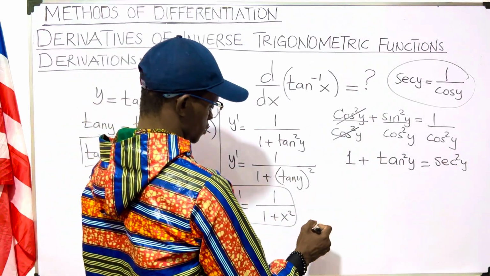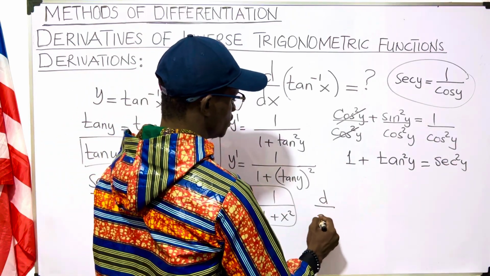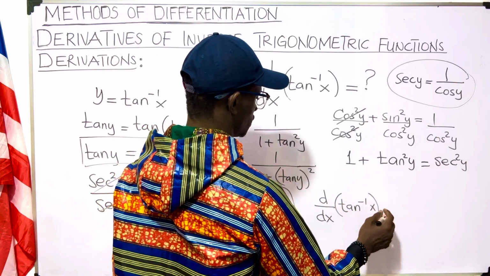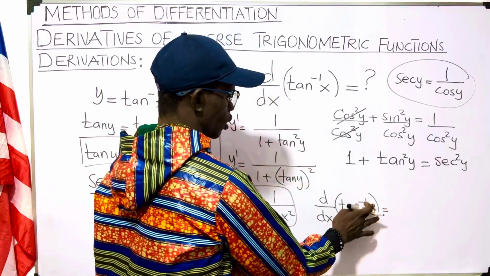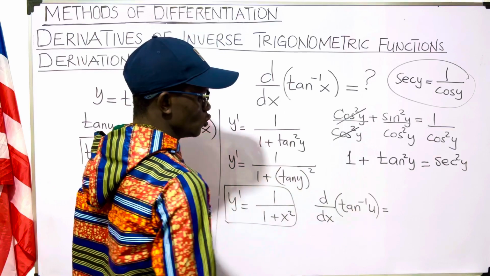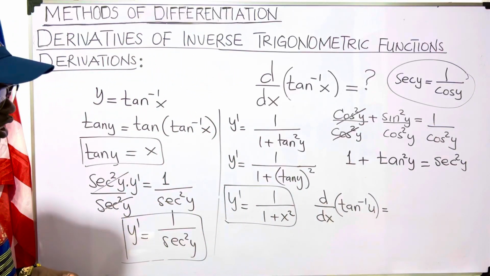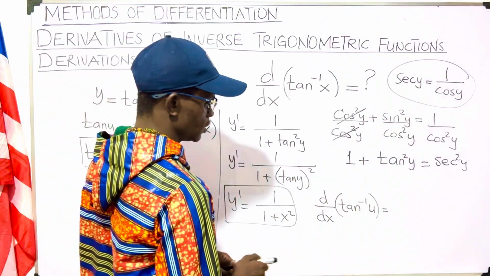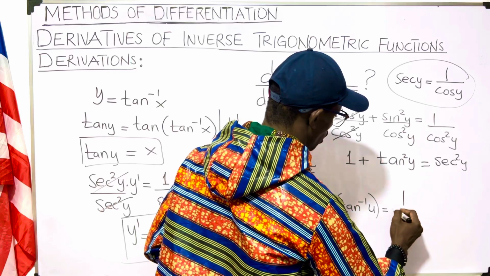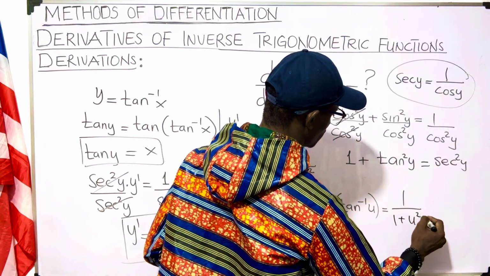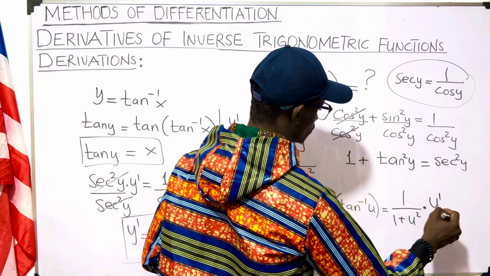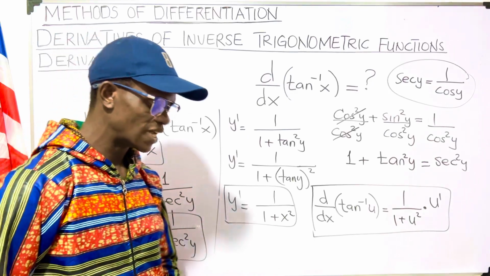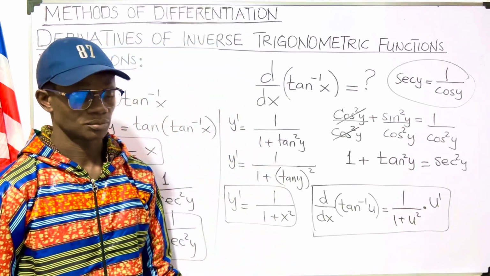In general, we can say d by dx of tangent inverse of x is equal to... let's use u for the general form. So the derivative of tangent inverse of u is just equal to 1 all over 1 plus u squared times the derivative of u. This is the general form for finding the derivative of the tangent inverse function.